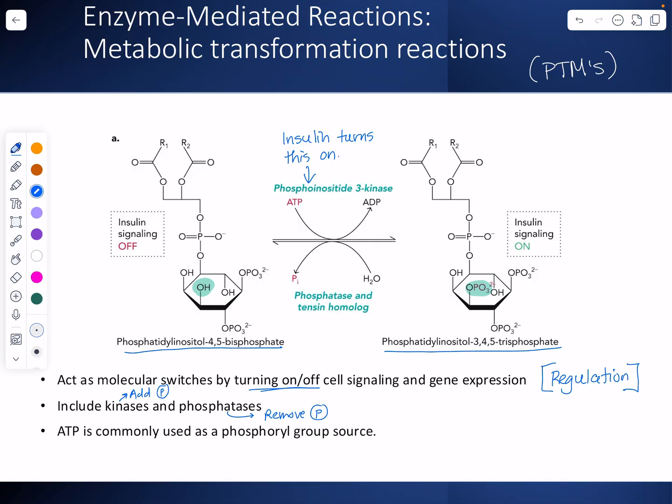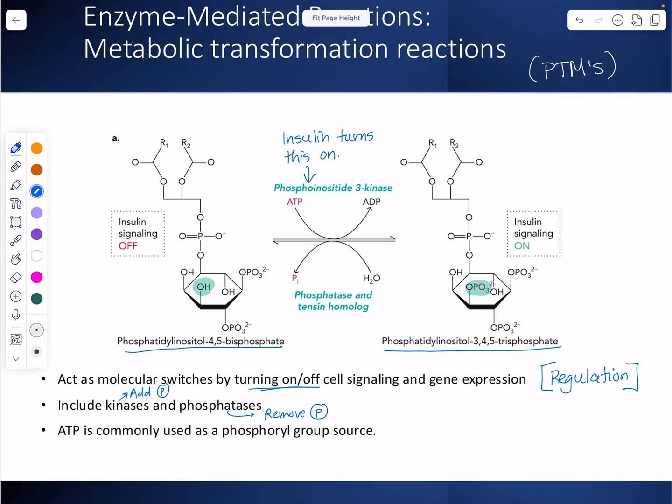Then in the presence of phosphatase and tensin homolog, so this is PTEN, that can turn the system off by removing the phosphate. Okay, so kinases use ATP as a phosphoryl group source, and so you'll notice that it's here as one of the factors that helps promote this reaction.